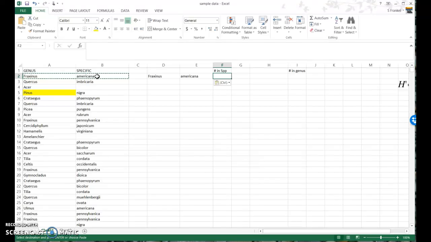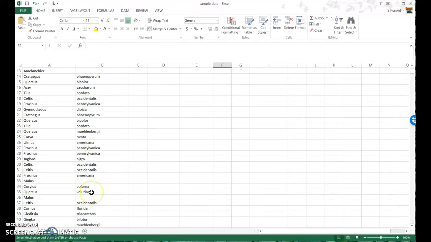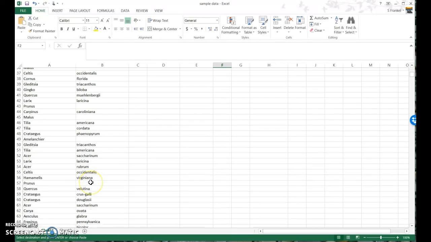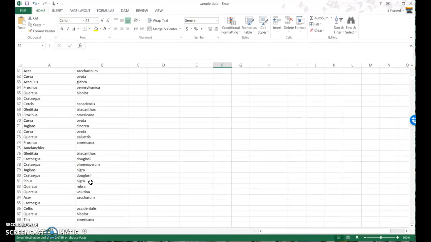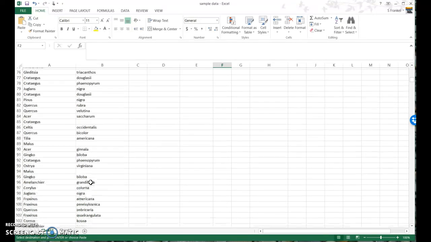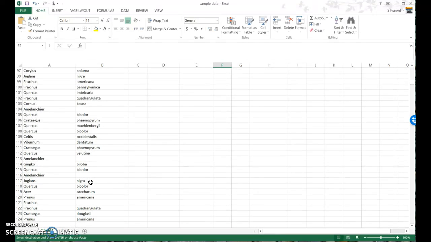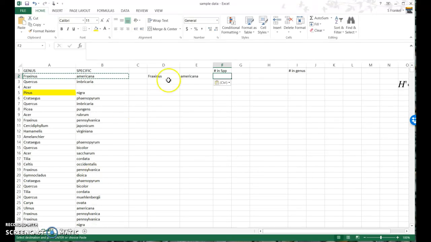So if we look here, I've got Fraxinus americana. I got 1, 2, 3, 4, 4 of them. All right, so under Fraxinus americana, I record 4.